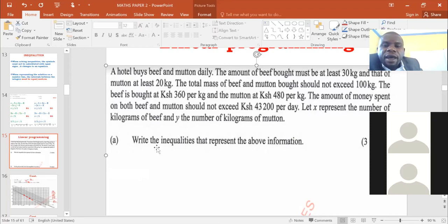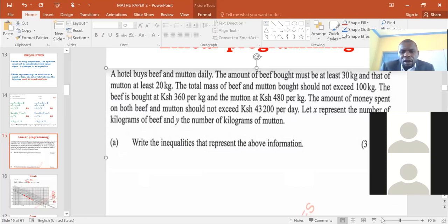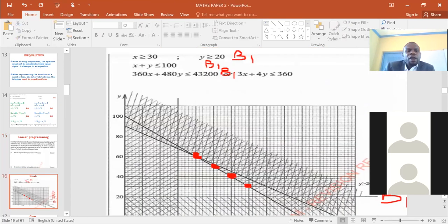And then again, this gentleman has got the amount of money he's supposed to spend, which should not exceed 43,200 per day. So you take 360 for beef, you multiply by X, and 480 by Y. When you add that, the value should not exceed 43,200 per day. So that is represented in inequalities, we have the inequalities up there.